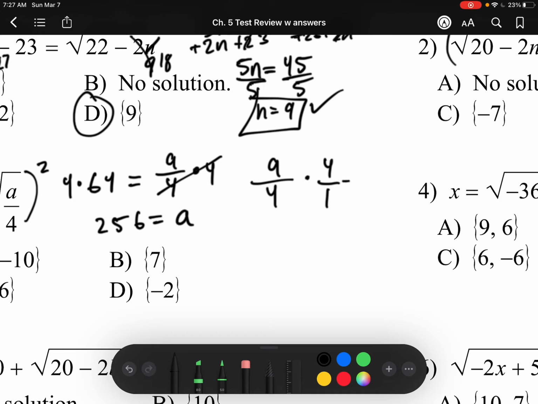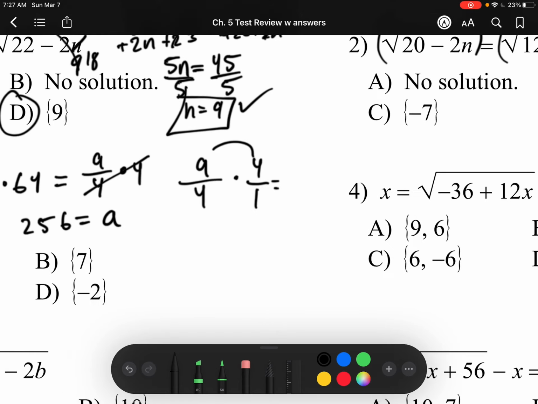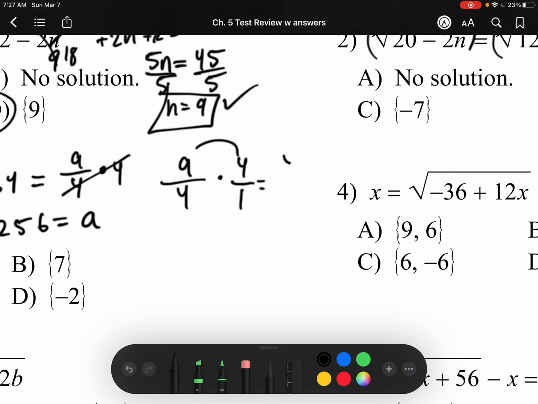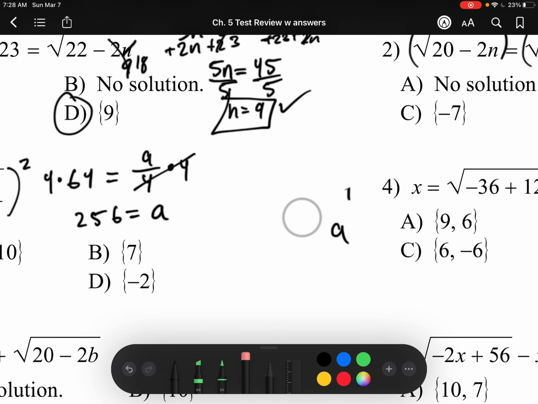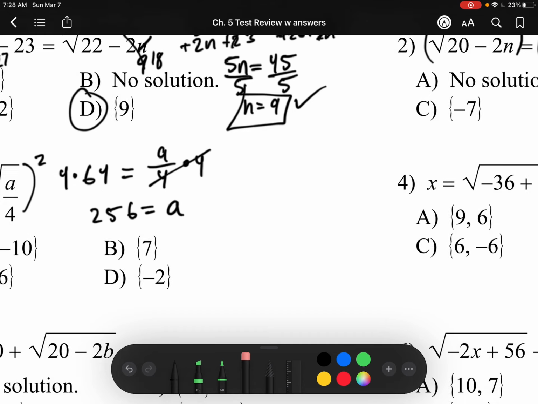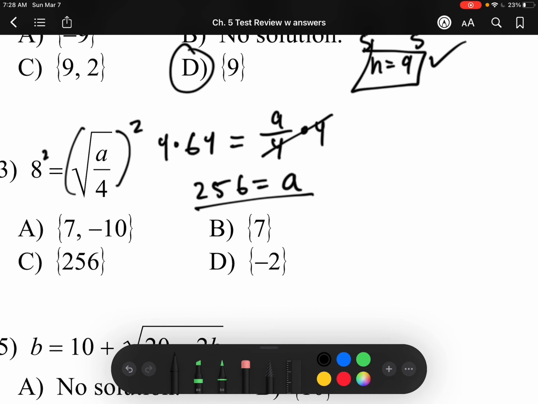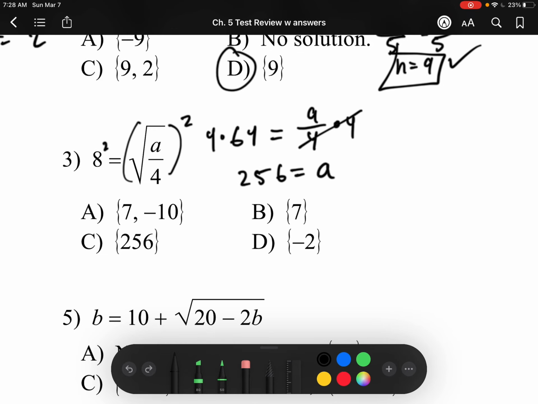And when you're multiplying fractions, you multiply numerator times numerator and denominator times denominator. So here I have a times 4, which is 4a, and I have 4 times 1, which is 4. So now I have 4a divided by 4, and 4a divided by 4 is just a, right? So that's how I know that I got rid of my denominator. So my final answer was 256 is equal to a, or a is equal to 256. And if you plug this in, you're going to get a correct solution. So the answer is C, right?